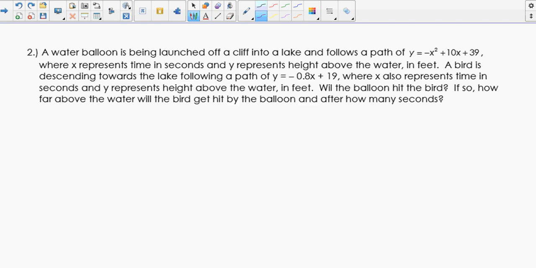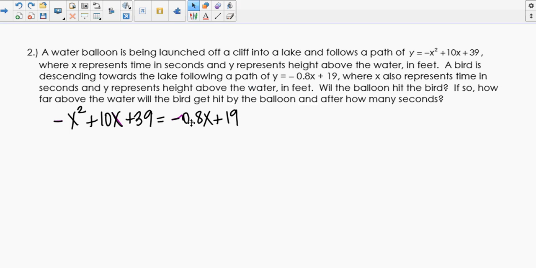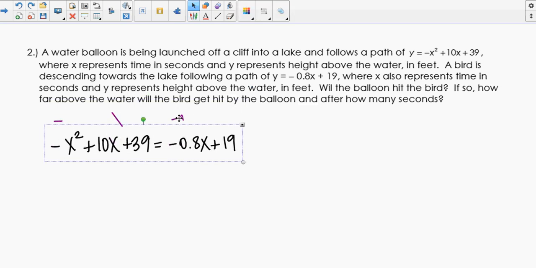Okay, so we're looking to see if they're going to intersect, if they're going to collide, if they're going to hit each other. So I'm going to take negative x squared plus 10x plus 39, and I want to know if at any point it is the same thing as the bird. Are the balloon and the bird going to hit each other? That's the main goal. Or hopefully not the goal, I guess, but that's what we're looking for.